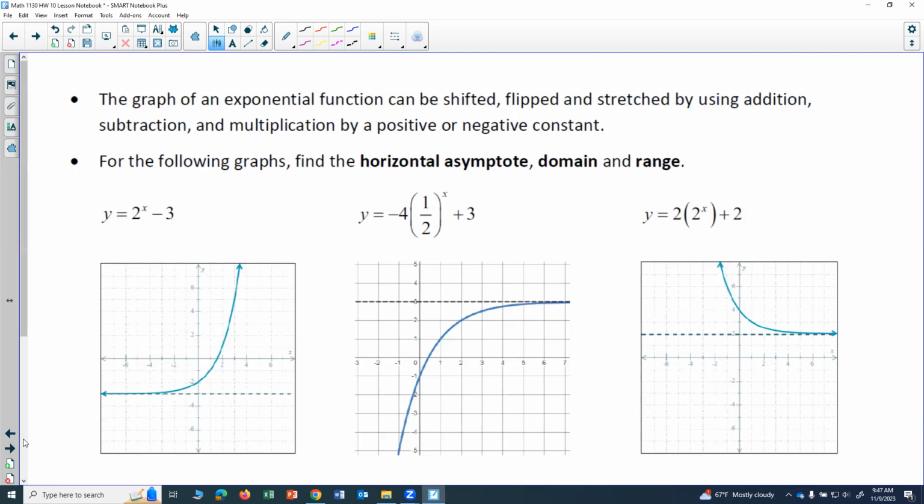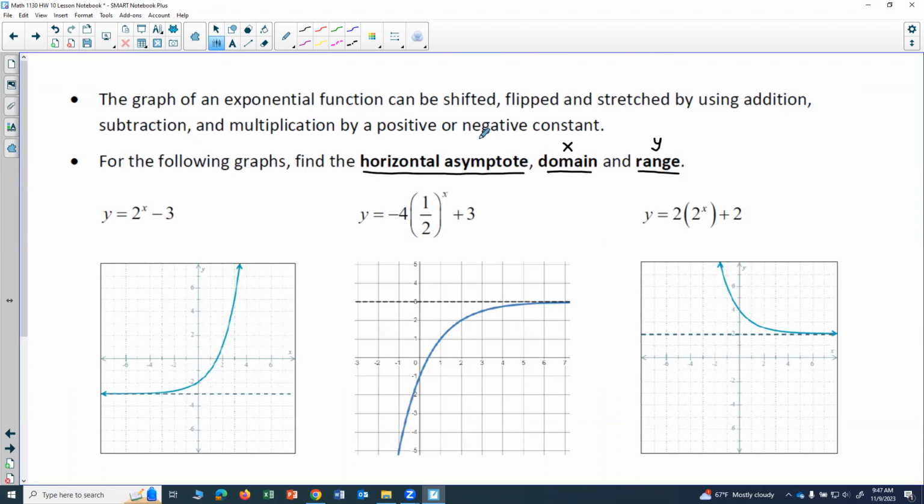The graph of an exponential function can be shifted, flipped, and stretched by using addition, subtraction, and multiplication by a positive or negative constant. For the following graphs, let's find the horizontal asymptote, the domain, and the range. So horizontal asymptote is the horizontal line that the graph approaches but doesn't actually touch. The domain is all the possible x values, and the range is all the possible y values on the graph.